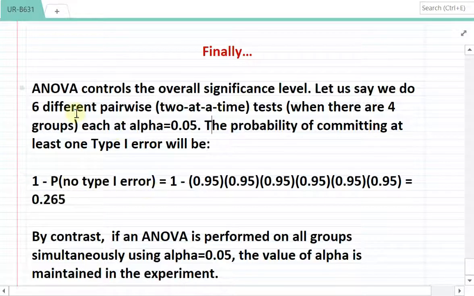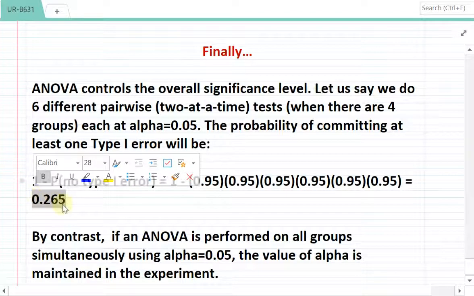Well, when I do 6 pairwise experiments, each at alpha 0.05, the probability of a type 1 error is 0.05. That means no type 1 error would be 0.95, right? There are complementary events. And because these are independent tests we conduct, by the law of independence, we have 0.95 times 0.95, and so on. It should be 6 of them. And if I did the math right, there you go. Look at that. 26.5%. Whoa.